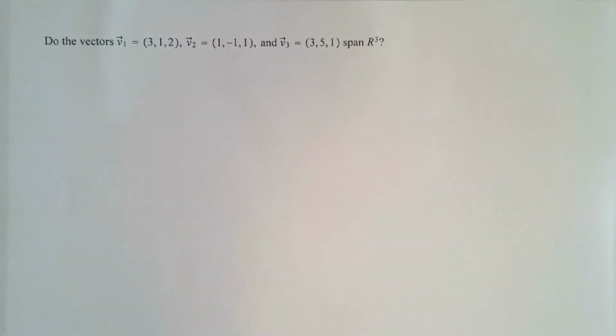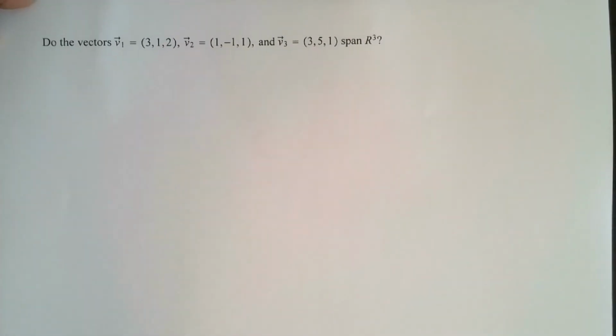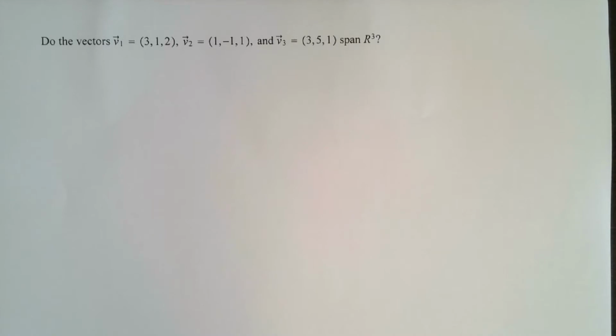In the last video we looked at spanning sets, and we saw some very common spanning sets that we can create. In 3-space we showed the spanning set i, j, k, i being the vector 1, 0, 0, j being 0, 1, 0, and k being 0, 0, 1. Those vectors indeed span 3-space. In other words, every ordered triple can be written as a linear combination of those three vectors.